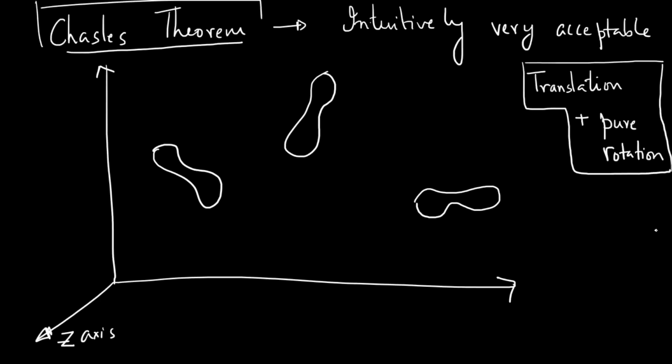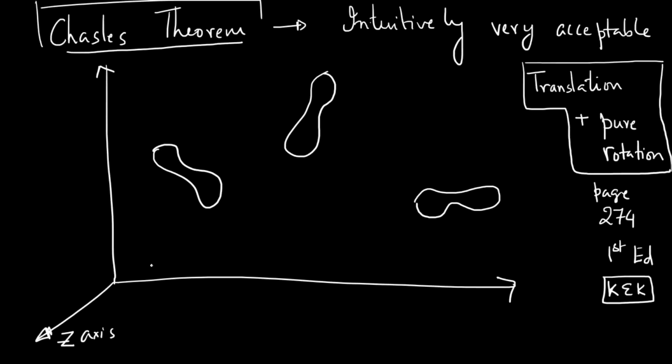Now there is also a proof of Chasles' theorem. It's on page 274 of the first edition of Kleppner and Kolenkow, which I keep calling K and K. Page 274, first edition. But I don't think the proof is important.